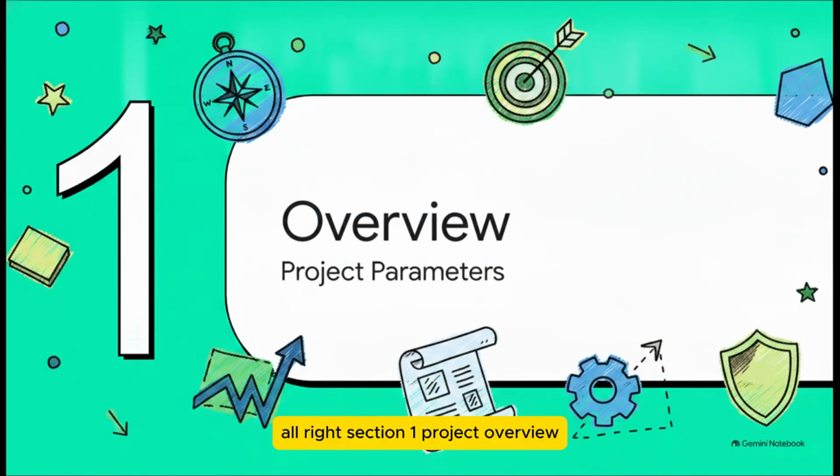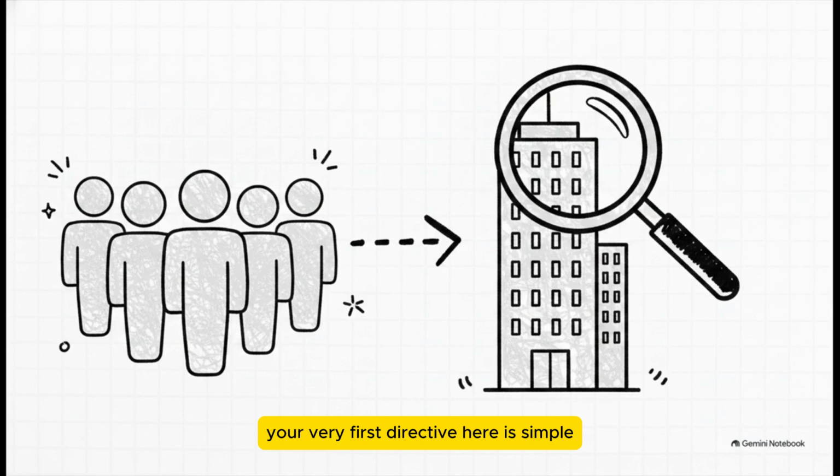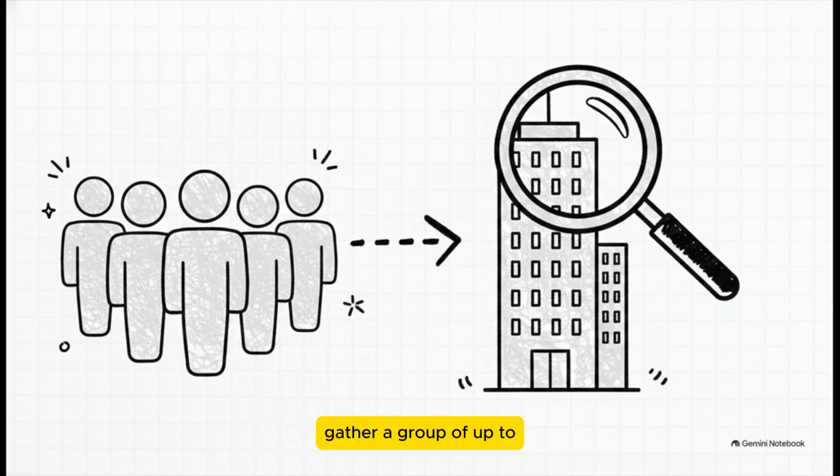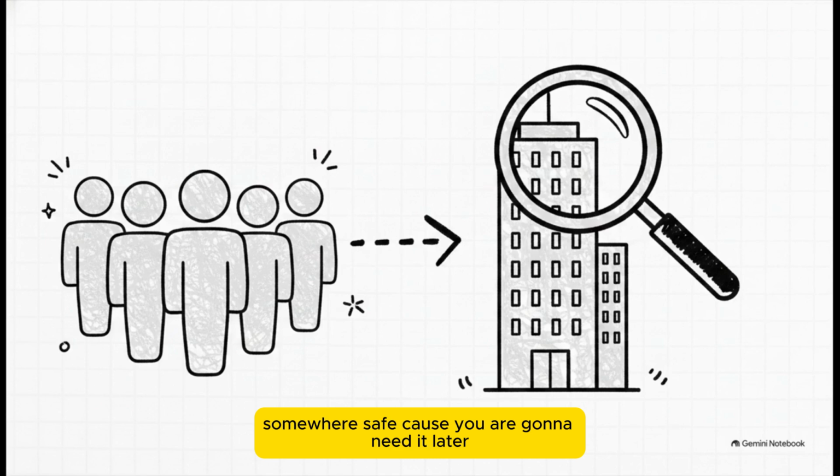All right, Section 1, Project Overview. Your very first directive here is simple but absolutely crucial. You need to form a team. Gather a group of up to, but definitely no more than 5 students. Once you've assembled your squad, register with your tutor to get your official group number. Write that down somewhere safe because you are going to need it later.